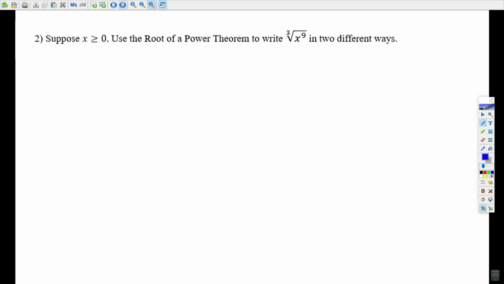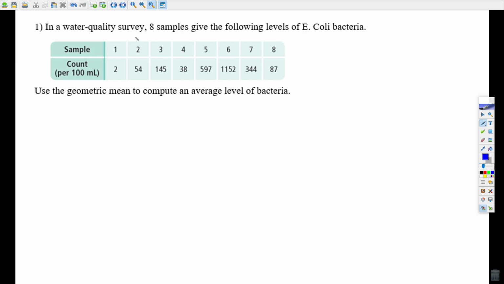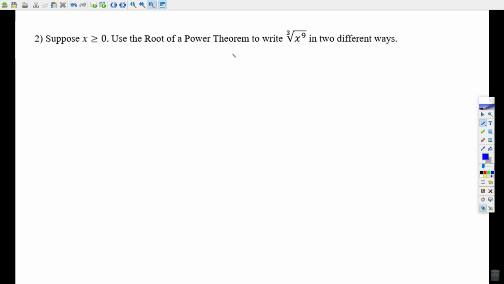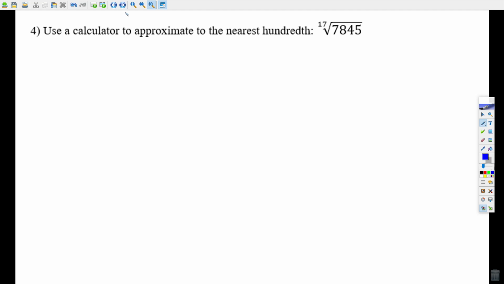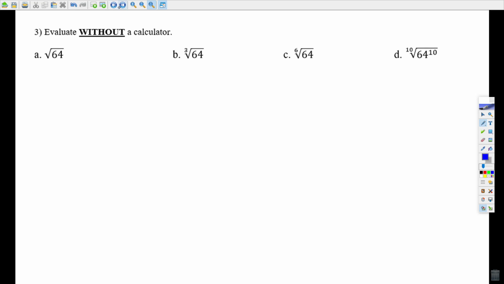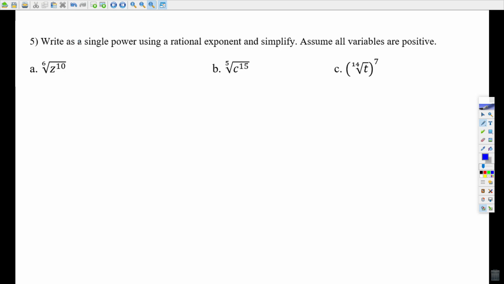Because that's everything. And then you're going to try the huddle. There's an example where you do geometric mean. Write this in 2 different ways. That doesn't seem too difficult. Evaluate some of these without a calculator. Going back to the table, if you remember how to do that, and use the table. This one you need a calculator for. It's probably going to be a decimal, I guess. Write it as a single power using a rational exponent and then simplify.